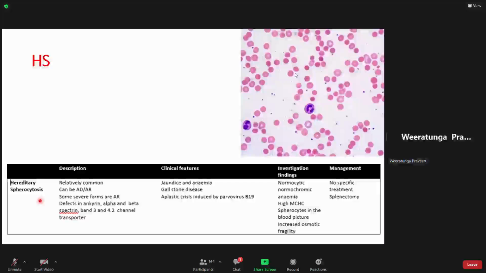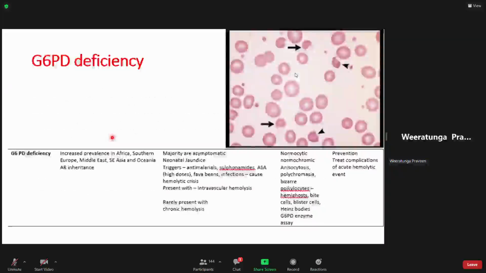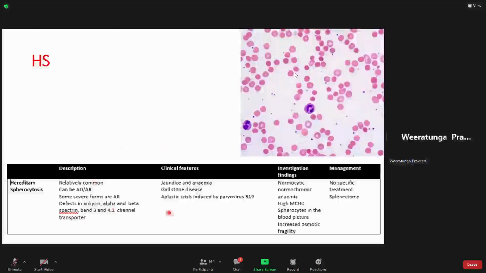Right? So a few more details about hereditary spherocytosis in this slide and G6PD deficiency. So, list drugs list. Hereditary spherocytosis MCQ. It commonly presents with gallstones, and aplastic crisis can be seen with parvovirus B19 infection in patients with hereditary spherocytosis.